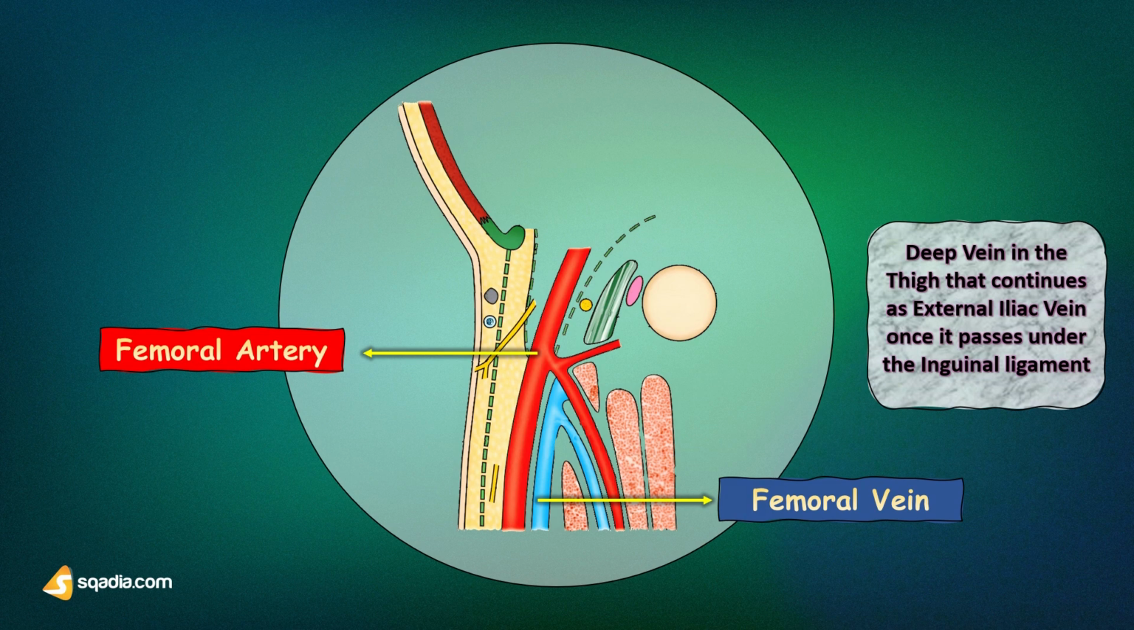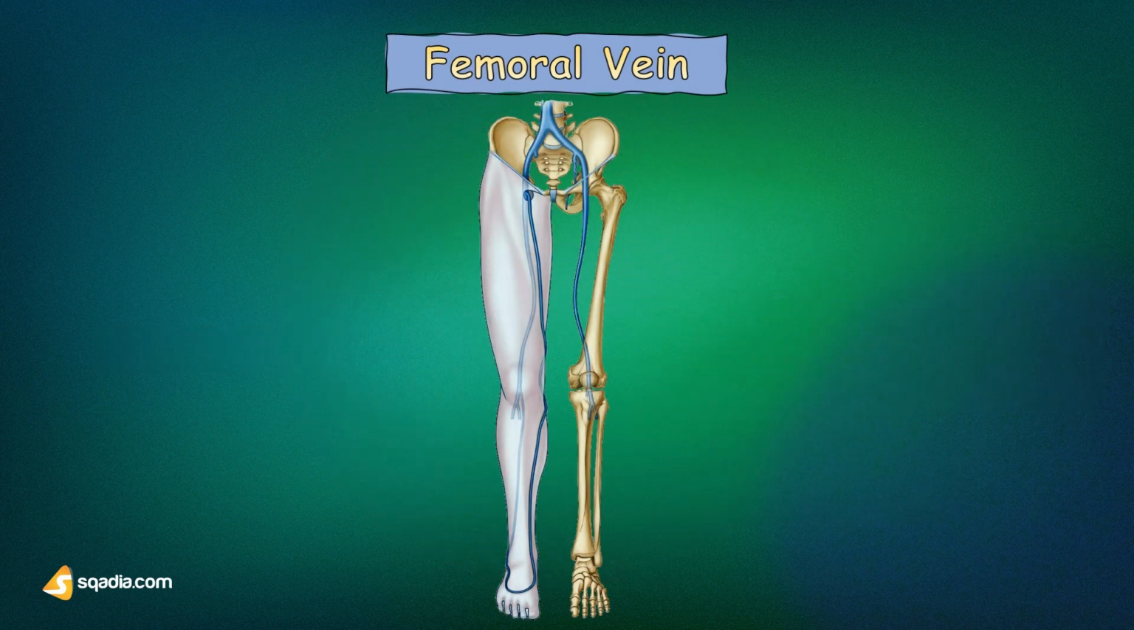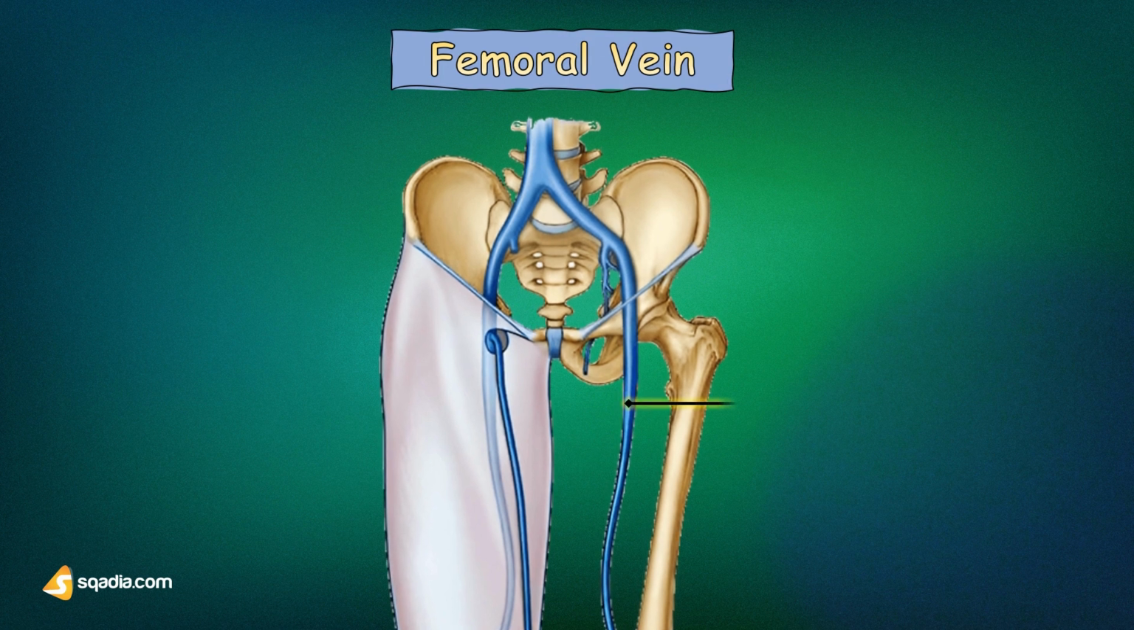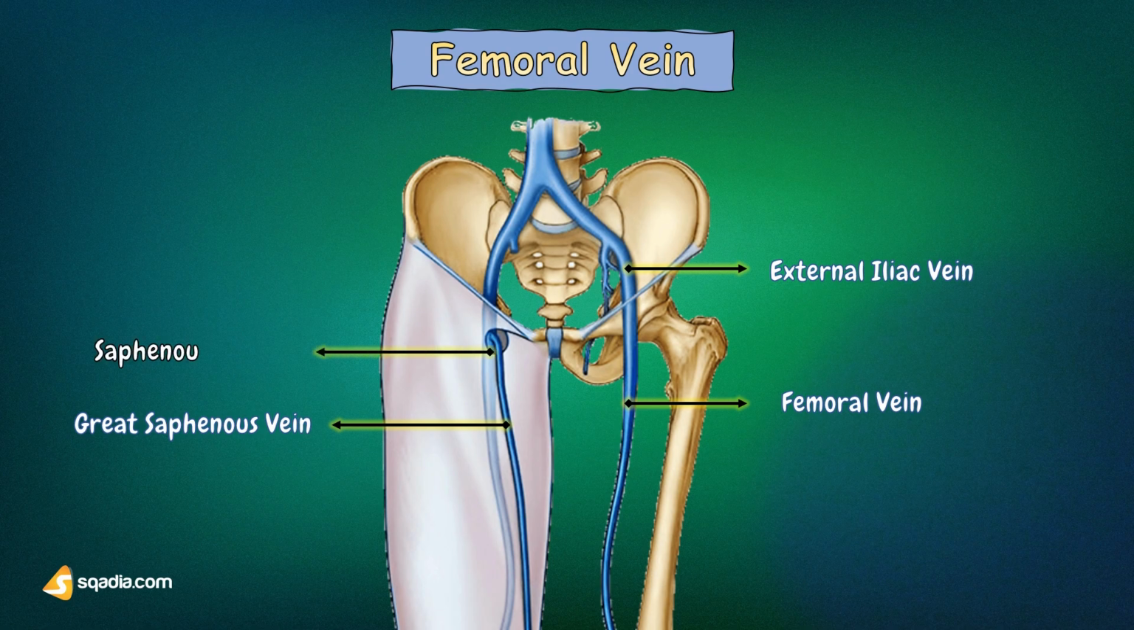Here you can see the femoral vein alone in the region of the thigh. Here you can see the tributary of the femoral vein, the great saphenous vein, pass through the saphenous opening and move toward the superficial fascia of the thigh.